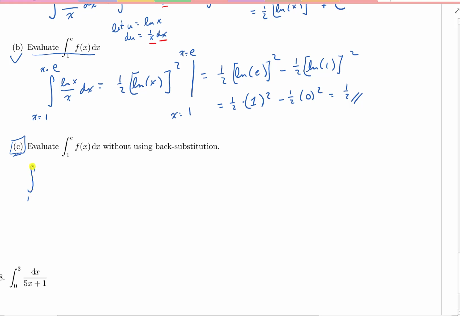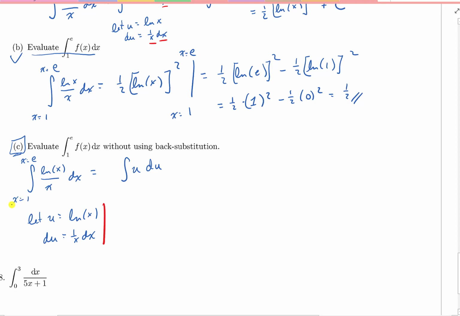So we've got the antiderivative of 1 to e of the natural log of x over x dx. Like before, I'm going to let u equal the natural log of x, so that makes du equal to 1 over x dx. That part's unchanged. What's going to be new now is I'm going to adjust these limits of integration. Let me just remind you, this said when x equals 1 up to x equals e. But I'm going to shift this integral to a different variable. So we've got the antiderivative of u du, just like we had before.